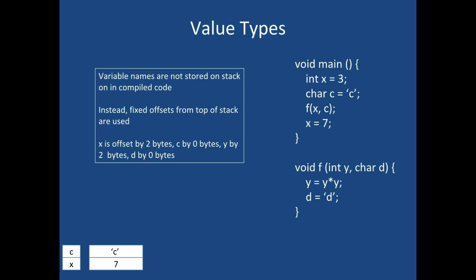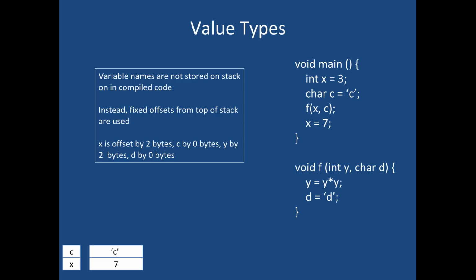It measures from the top of the stack. And so the compiler knows that C is stored at the top of the frame, and it takes 2 bytes to store a character. So X is stored at an offset of 2 bytes from the top, and C is stored at an offset of 0 bytes.